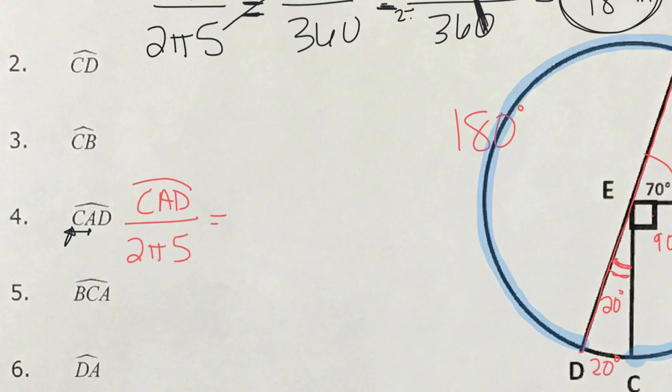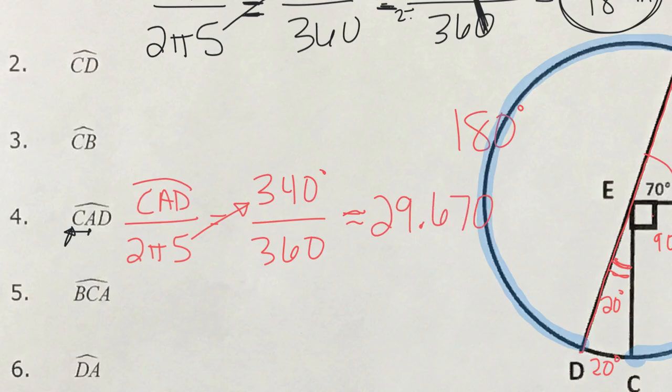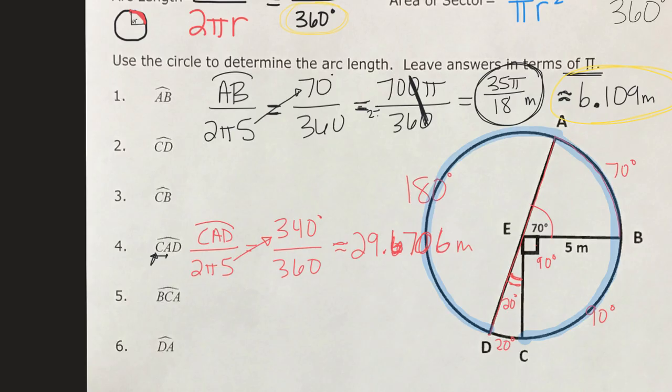So what is that arc from C all the way around to D? 340, right? It's 360, the whole entire circle, minus 20. So 340 over 360. So we cross multiply, divide by 360, and let's just approximate that. Let's not leave it in terms of pi. 29.6706 meters when we round to 4 decimals. So pretty easy there when we have an arc length.